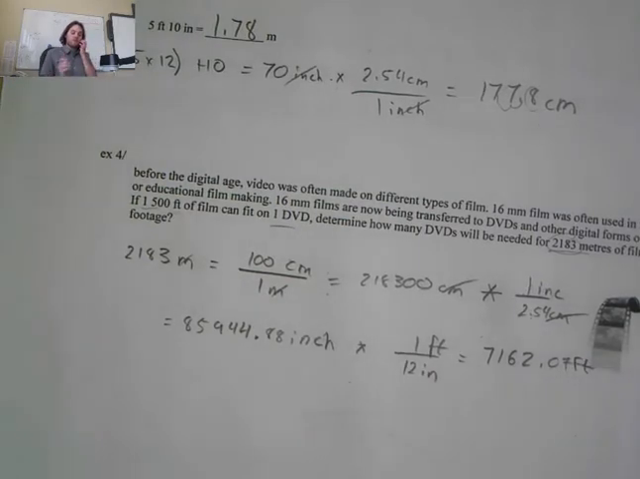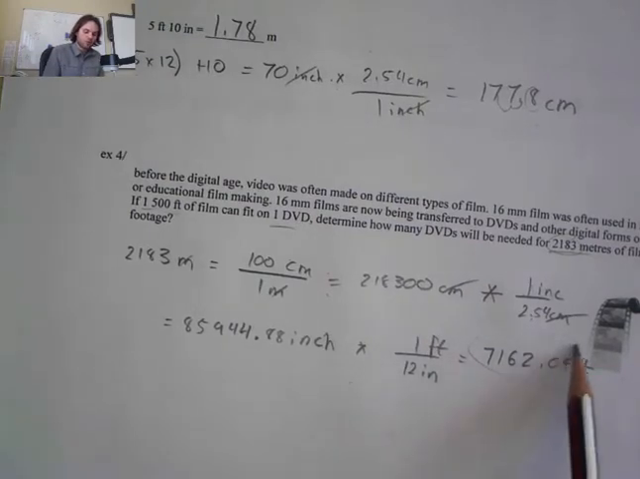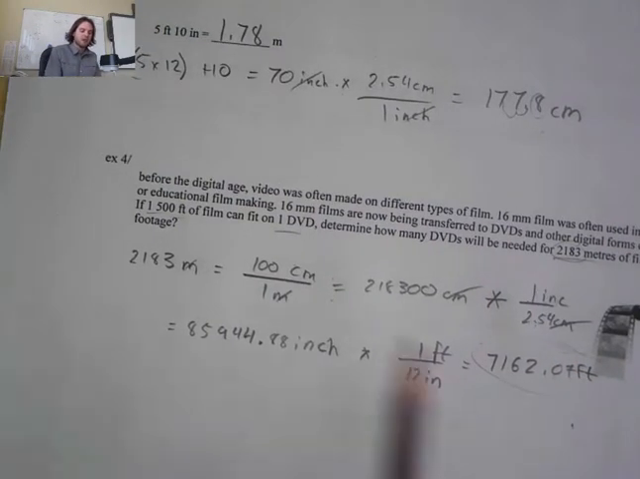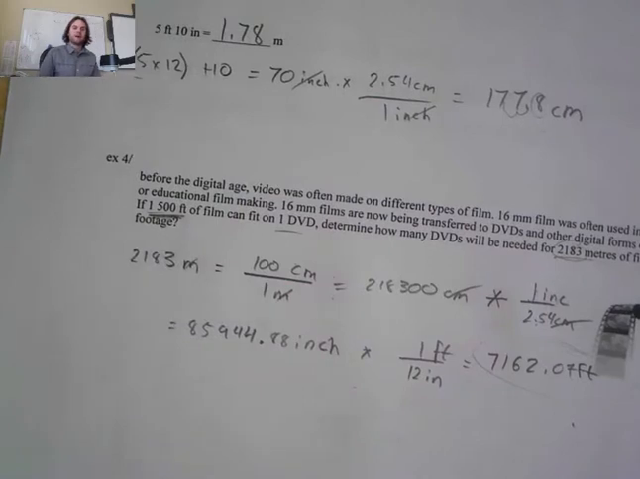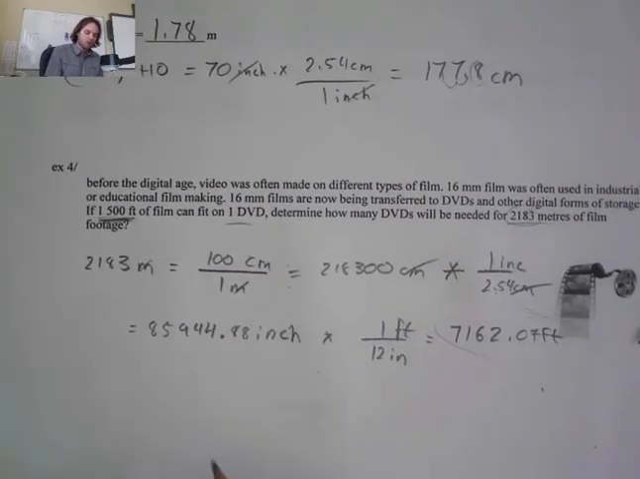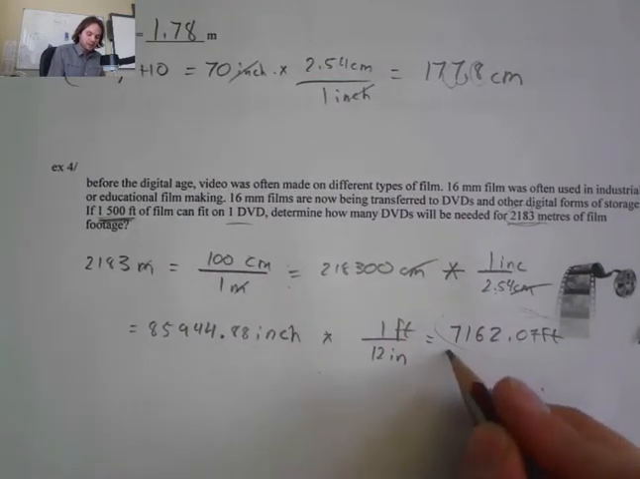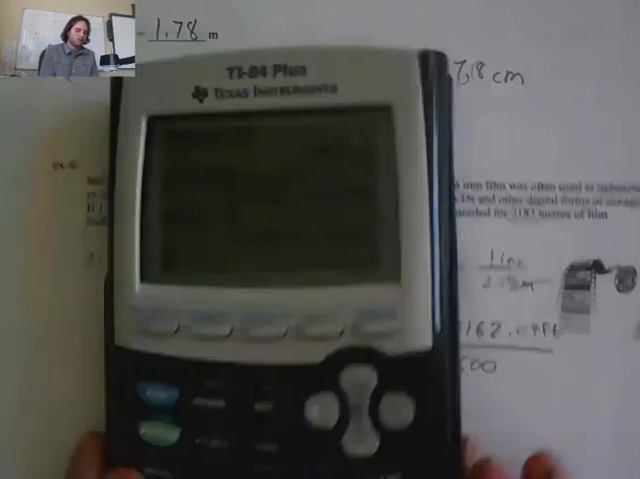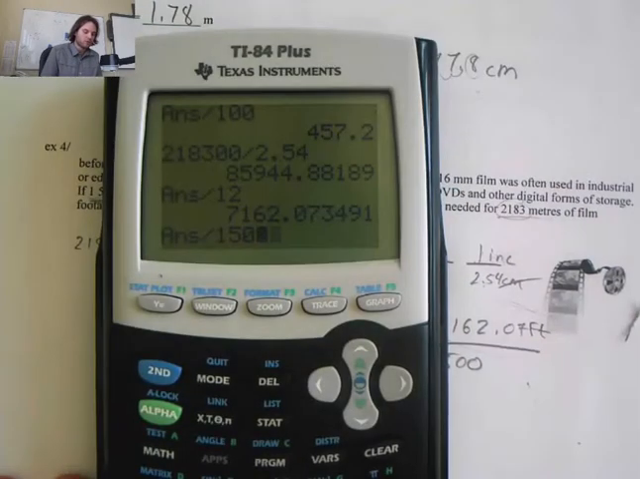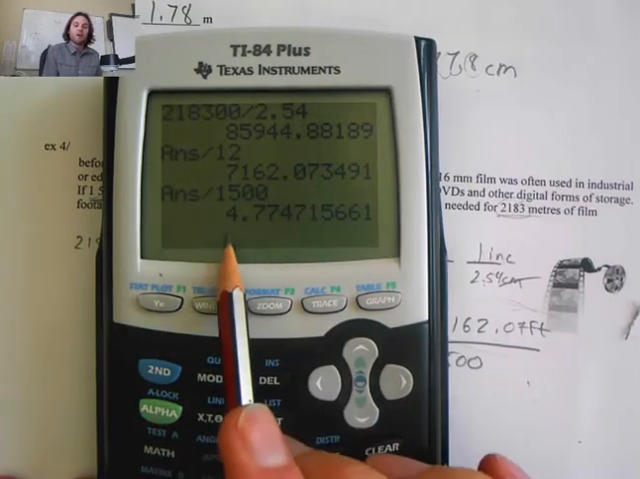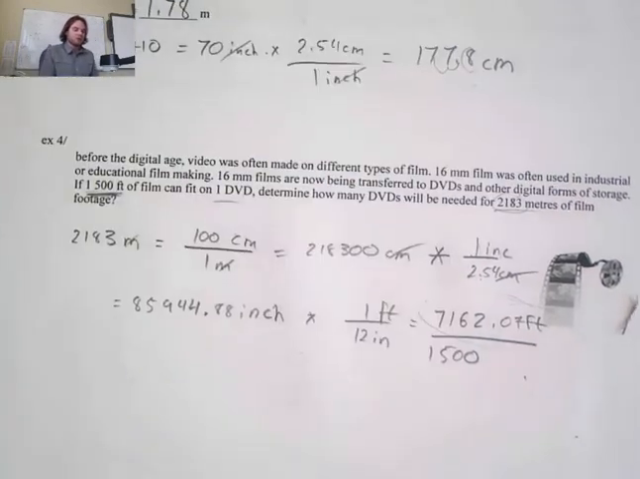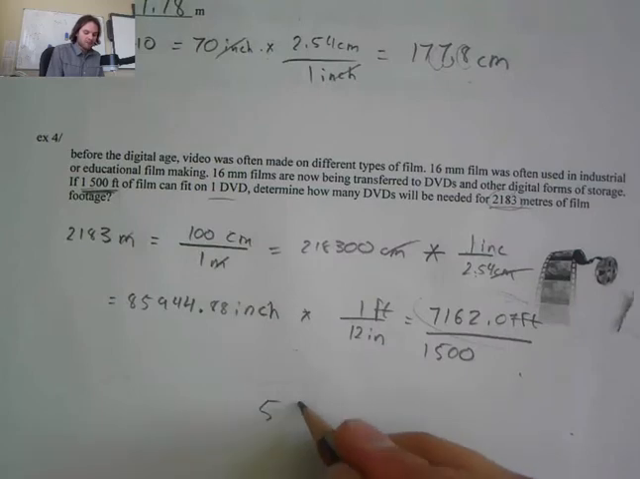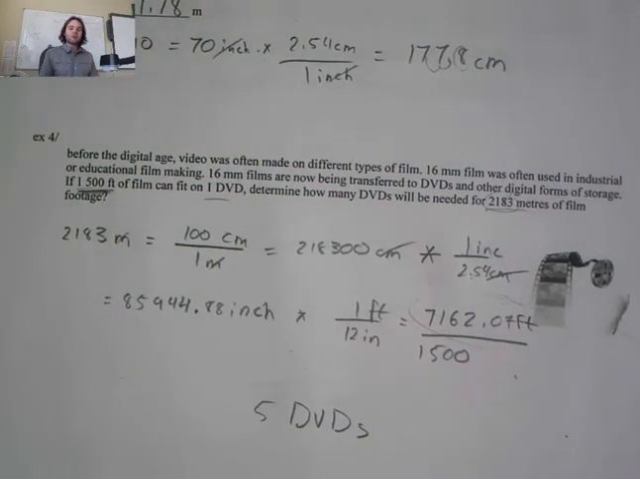So that's how much film we have all together. We have that many feet, but we can only fit 1,500 feet on a DVD. So I'm going to have to divide this by 1,500, which will end up giving me 4.77. So that's approximately 5 DVDs. Okay? And that's all we do.